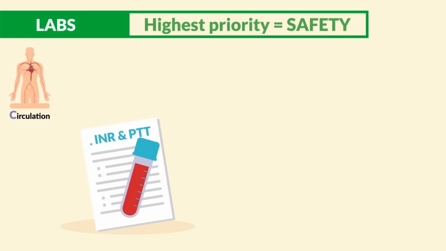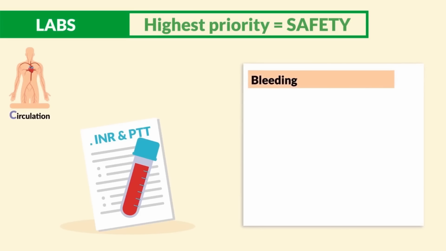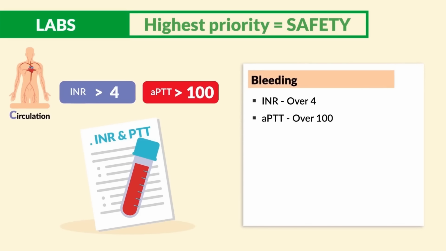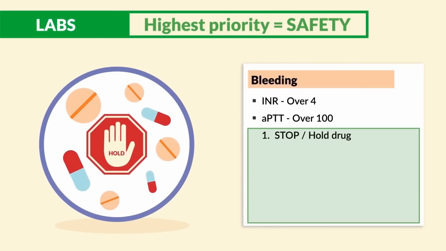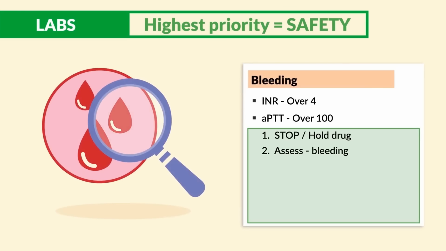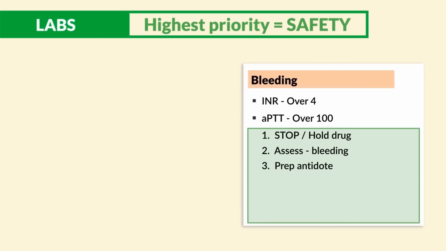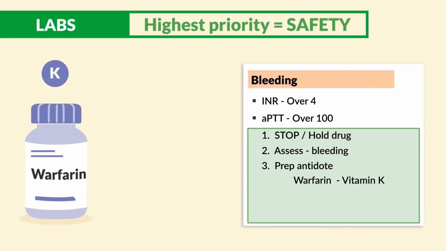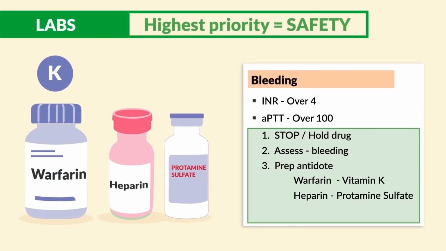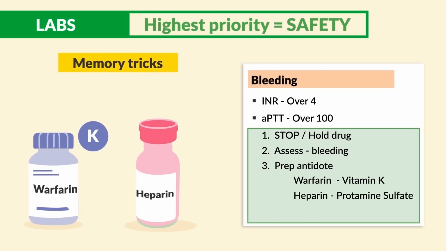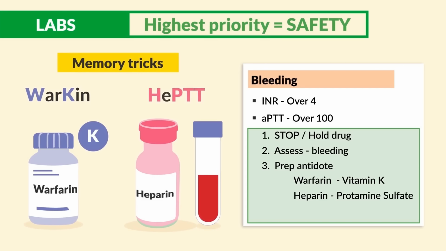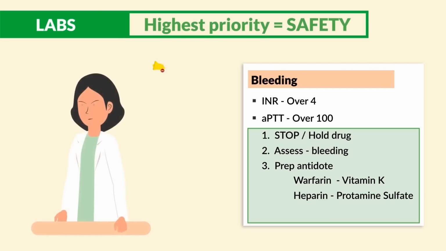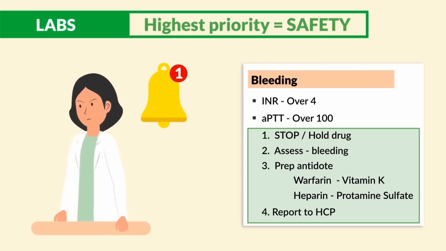Now, more specifically for circulation, the bleeding here in terms of prioritization, an INR over 4 and a PTT over 100. What do we do? Well, number 1 is you stop and hold the drug. Number 2, assess bleeding. Number 3, prepare the antidote. For warfarin, it's vitamin K. And for heparin, it's protamine sulfate. So the memory trick, just think warfarin is for vitamin K. And think of heparin, like a frog, hep-hep. Heparin is PTT. And very lastly, number 4 is we report it to the HCP.